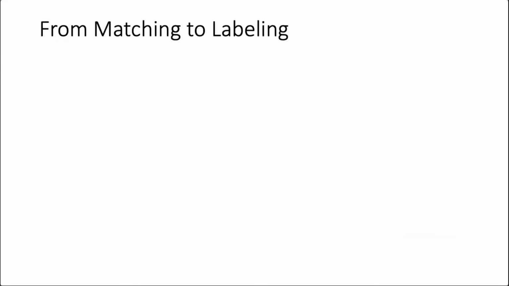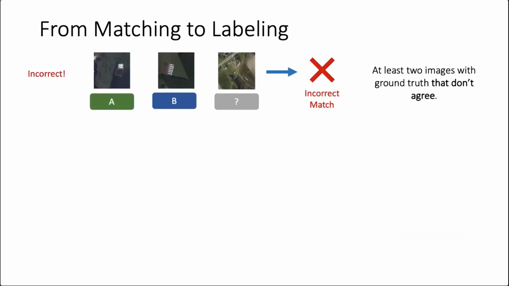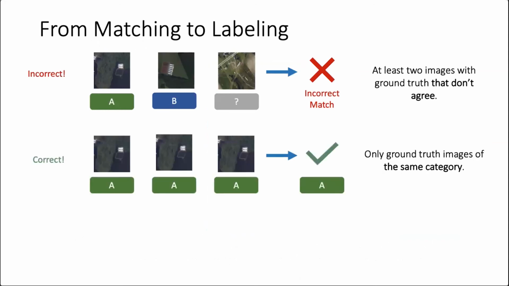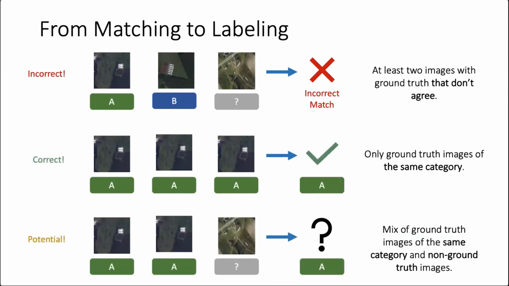One question that arises here is, how do we go from image matching to image labeling? Well, we can achieve that by adding a subset of images for which we know the true category, the ground truth. This leads to three cases. We can make an incorrect match when we have at least two images with ground truth that don't agree with each other. We can make a correct match when we have only ground truth images of the same category. And finally, we can make a potential match when we have a mix of ground truth images of the same category and then some images with no ground truth. What happens here is that the images with no ground truth get assigned to the unique category.